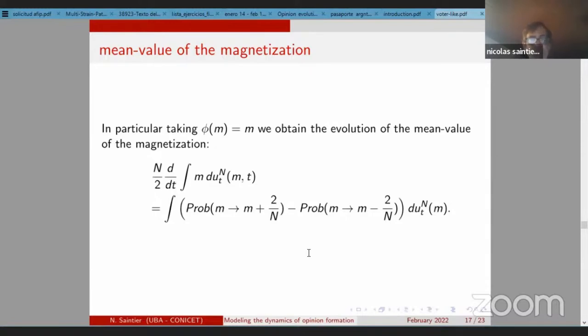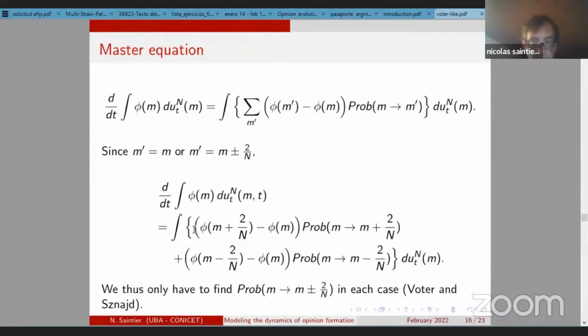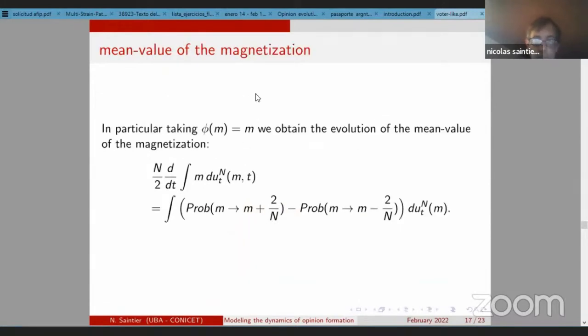Just remember that the test function phi, we can take anything we would like. So just take the identity. This means that here, I'm looking at the evolution in time of the mean value of the magnetization. And when phi is the identity, this one is only 2 over n, and this one is minus 2 over n. Okay, so this gives me that. We'll compute these two probabilities, and we'll get some interesting consequences.